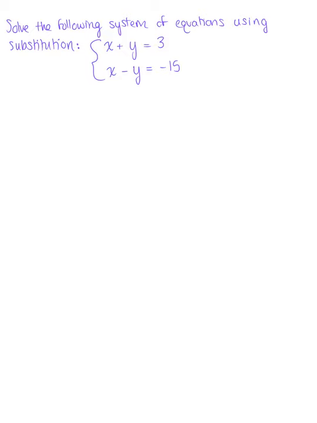Solve the following system of equations using substitution. Equation 1 is x plus y equals 3, and equation 2 is x minus y equals negative 15. Starting this one, we first see that both equations are simplified as far as they can go.